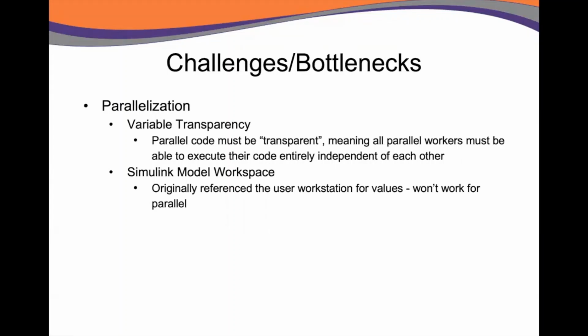Some bottlenecks with parallelization were variable transparency. Parallel code must be transparent, meaning all workers must be able to execute their code entirely independent of each other. The second bottleneck was the simulate model workspace. It originally referenced the user workstation for values, which the workers do not see.